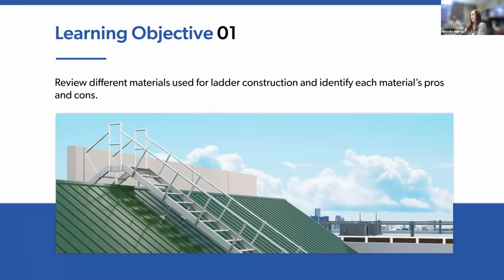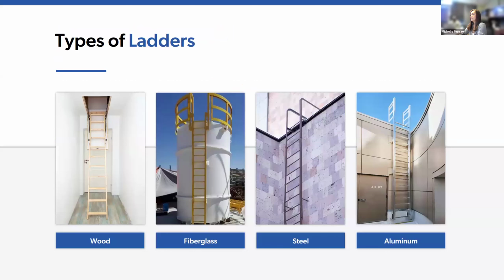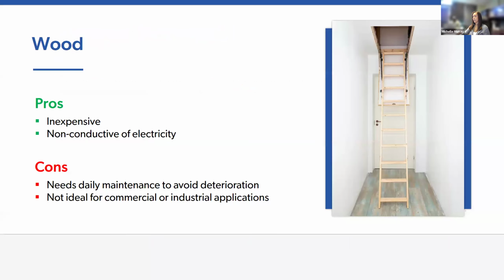So our first objective is to look at the different types of materials used for ladders and their pros and cons. So currently on the market, you have wood ladders, fiberglass, steel, and aluminum, and they all have some strengths and weaknesses, and we'll kind of go through those.